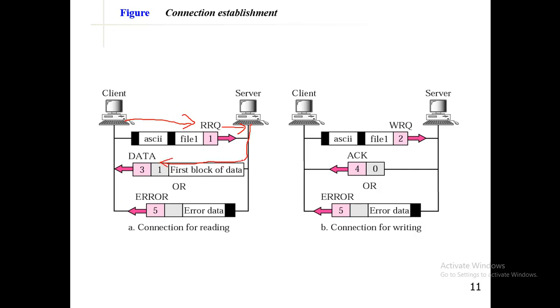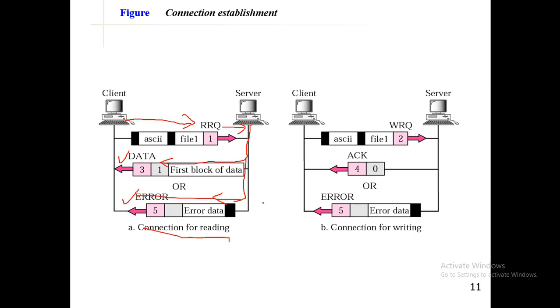You can see that it will either reply back with data, or it will send an error message. If, let's say, no authentication has been done, the server will send the packet as an error packet. So these are two possibilities: it will reply with the data, or it will reply with the error. So this is the connection for reading.